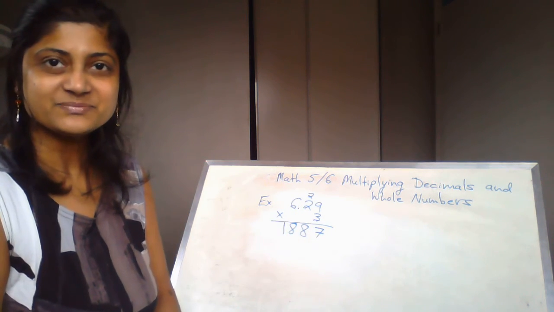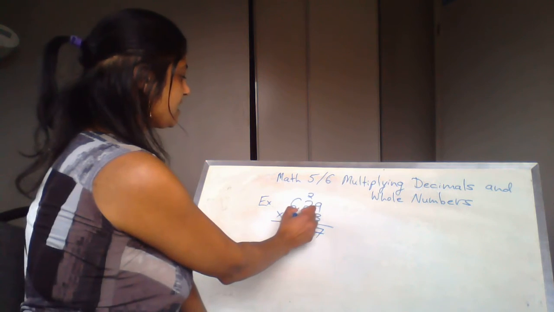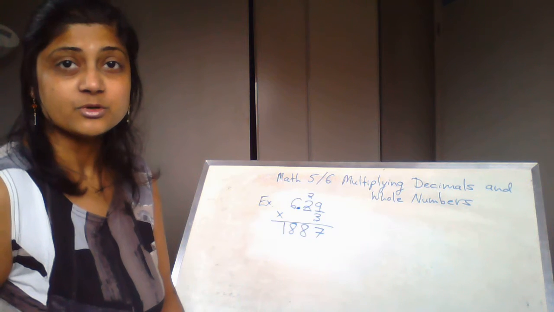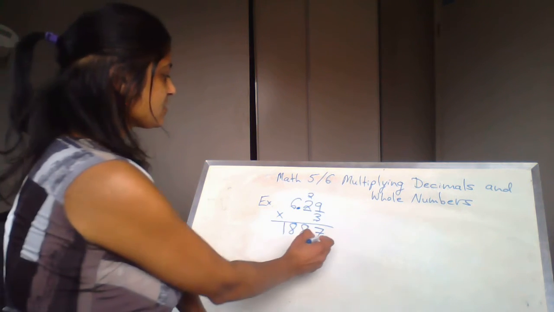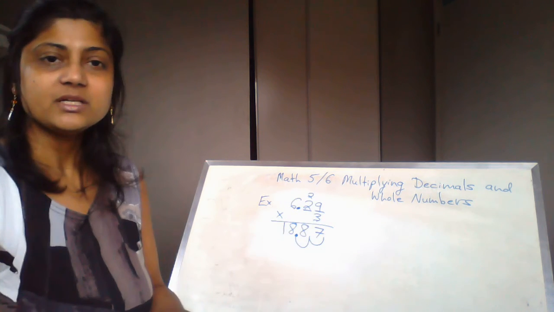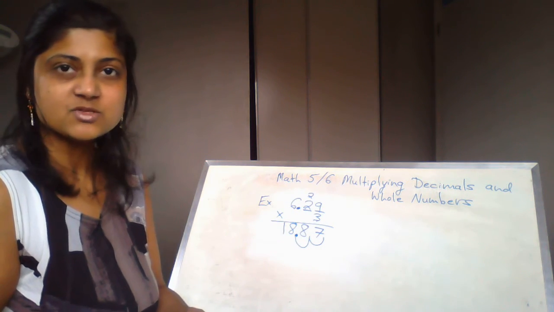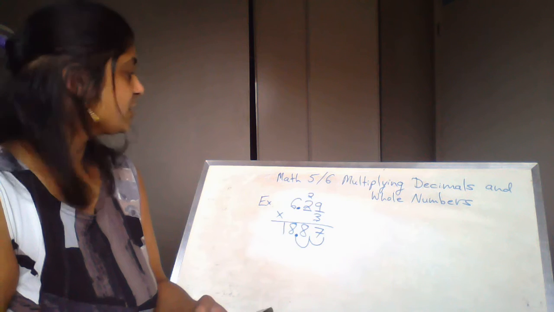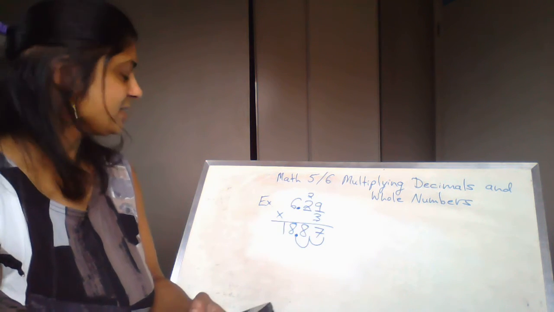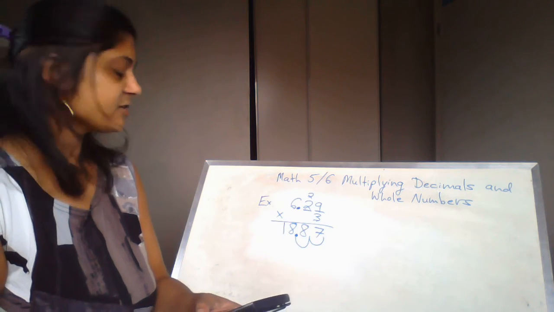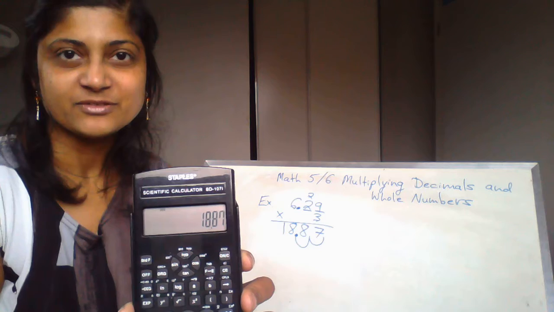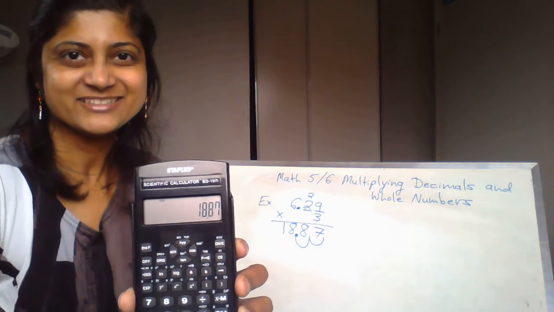Does everyone see that? Okay, so one more time, this is the decimal place. I have 2 numbers after my decimal, so I know it's going to be 2 in my answer. So my answer is not just 1,887. My answer is actually 18.87. And we're going to check our answer on our calculator, and we can see that we're getting 18.87. Does everyone see that?